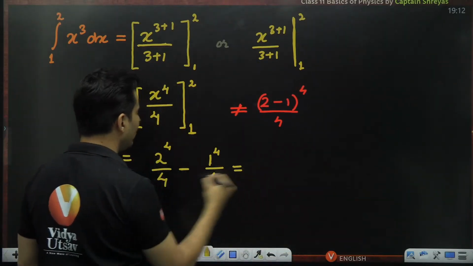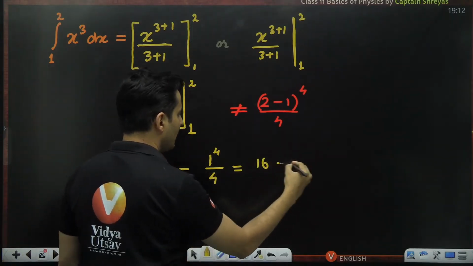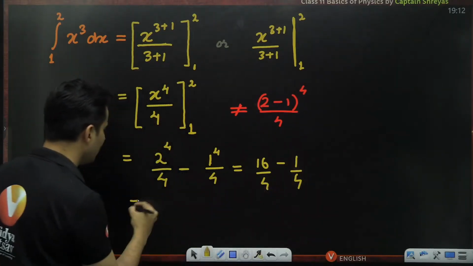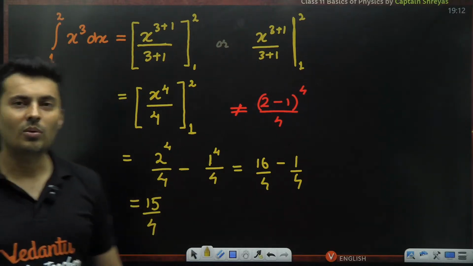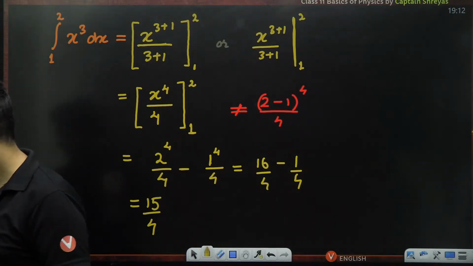What is this going to be? 2 raised to 4, guys. 2 cube is 8. 2 raised to 4 is 16. Minus 1 by 4. 16 minus 1 is 15. So the answer is 15 by 4. Oh, that's it, sir. So easy. I got it now. All right.